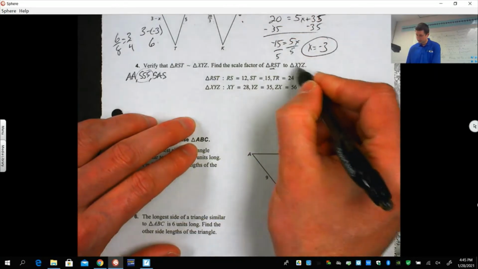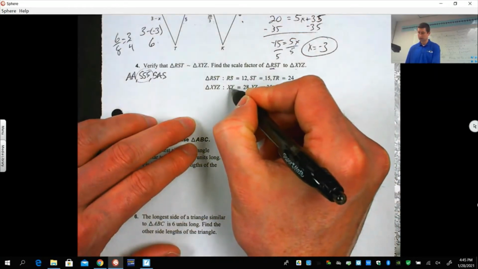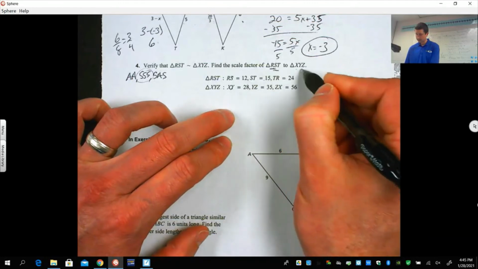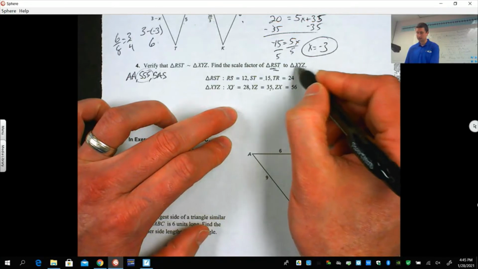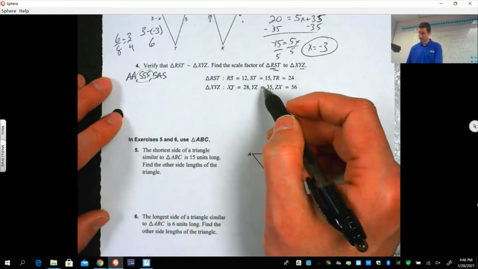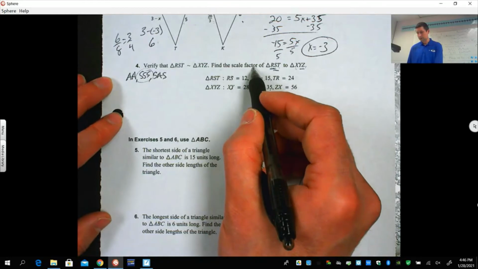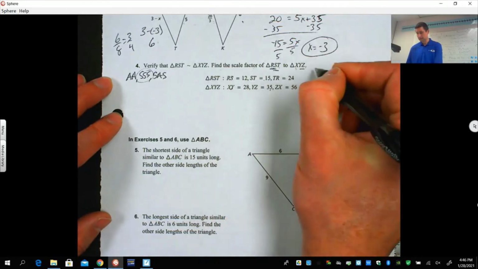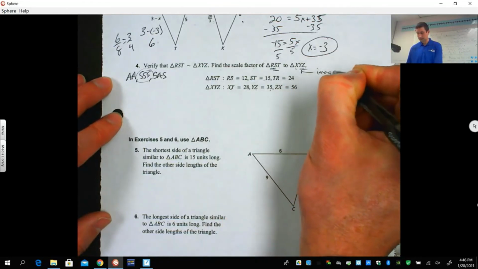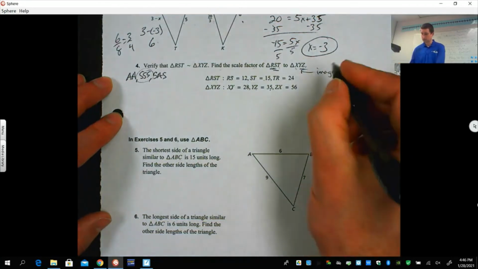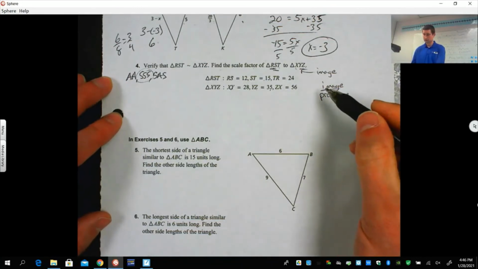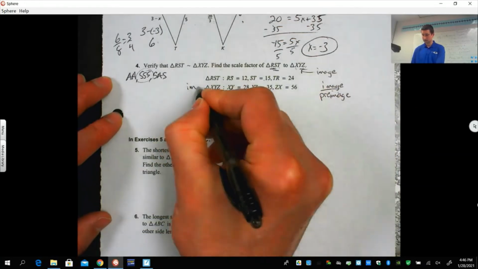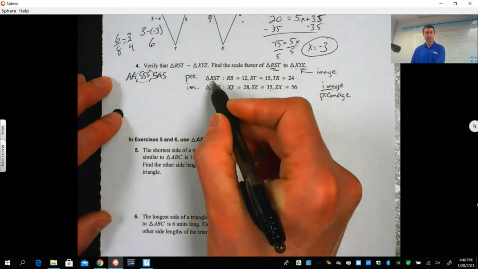RS goes to XY. So RS and XY should be corresponding parts. ST and YZ, they're corresponding parts. And then TR and ZX. So these are lined up pretty easily for us. Now they want the scale factor from here to here. So that makes this one our image. And remember, when we do a scale factor, we do our image over our pre-image. So if XYZ is our image, that makes triangle RST our pre-image.